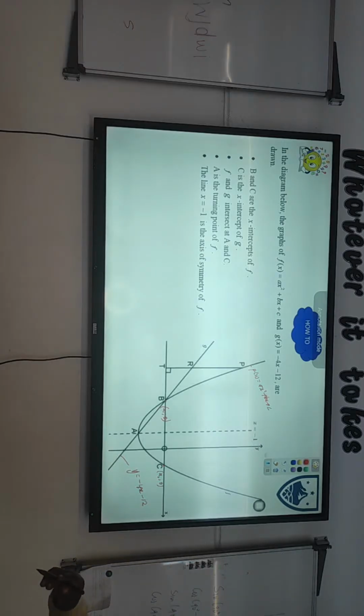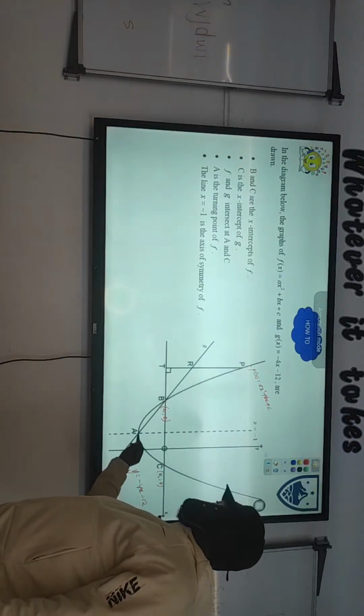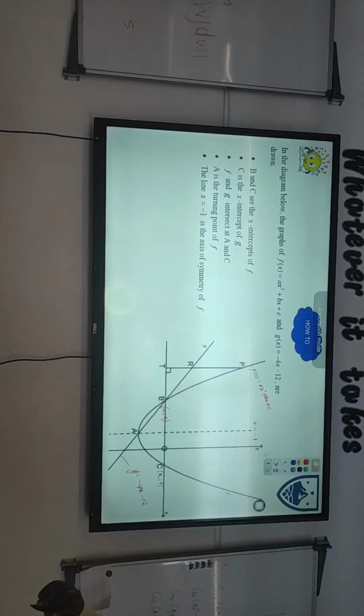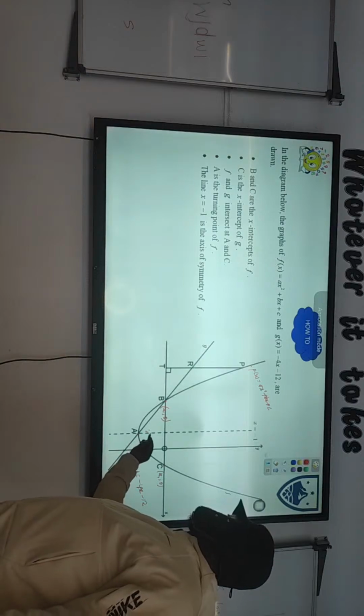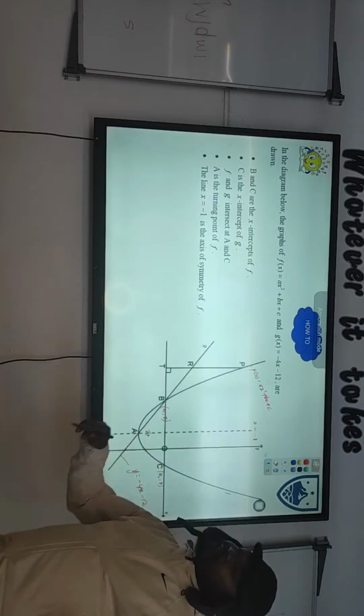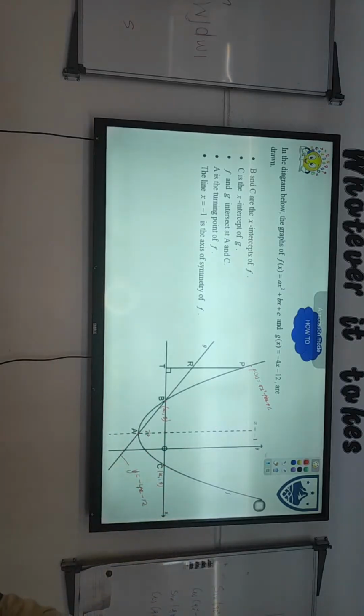And then F and G intersect at A and C. So this is a point of intersection. That's where those two functions are equal. And then A is a turning point. You can just show that it's a turning point so that we don't have to come back there. It has been confirmed as a turning point.